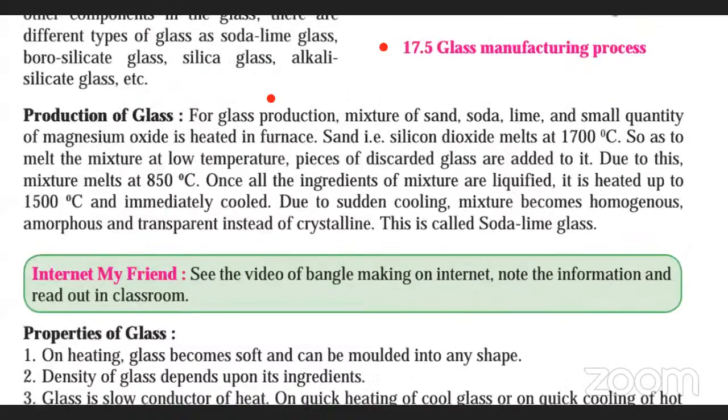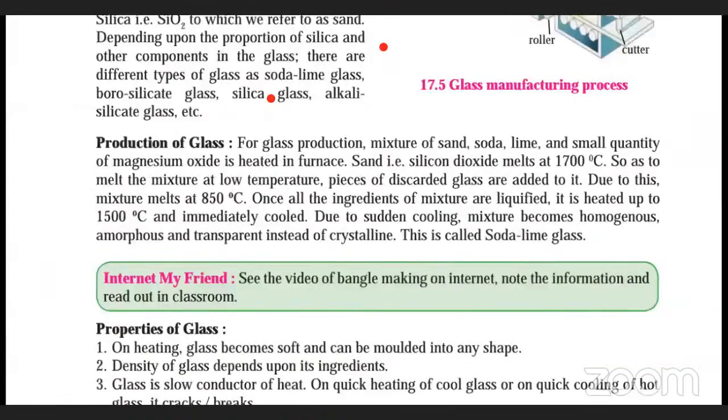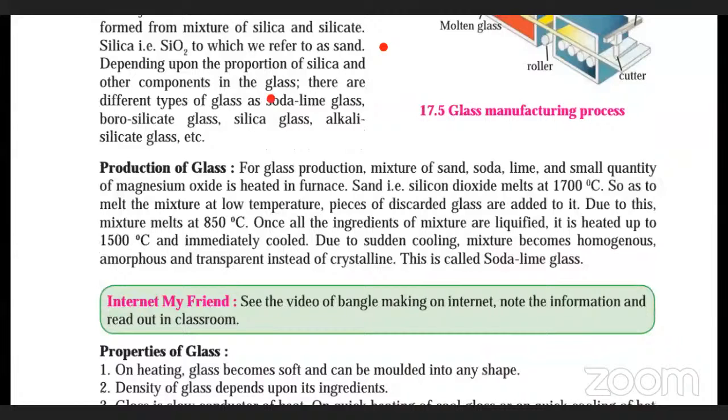Okay, then discarded pieces of glass, broken glass items, these all are also added. So when we add all those things, what happens? The melting becomes easy. Then after mixing all those things, the mixture is heated to 1500 degrees Celsius and then cooling is done.